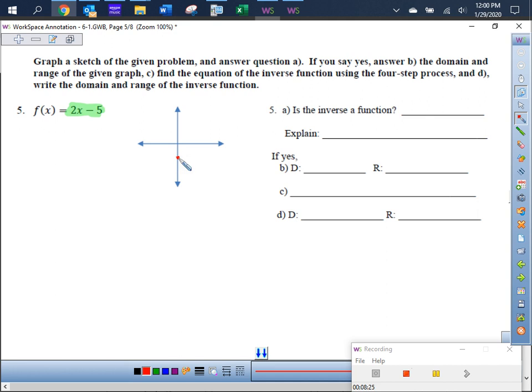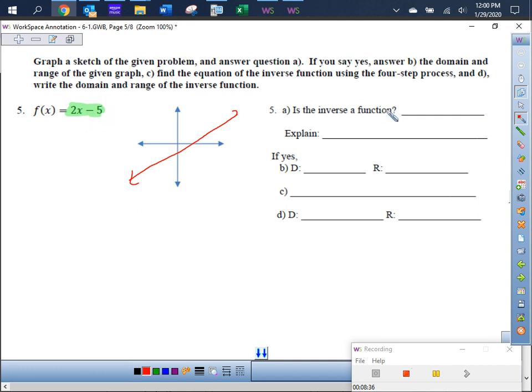Y-intercept of -5, probably right here. Slope of 2, that's positive, so it's going up from left to right. I kind of missed my point there, but it's going up from left to right. This is a perfect sketch of the line y equals 2x minus 5. So we make a sketch of this. If you didn't know what it looked like, you could punch it in the calculator.